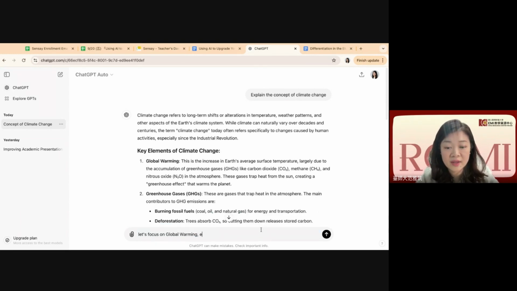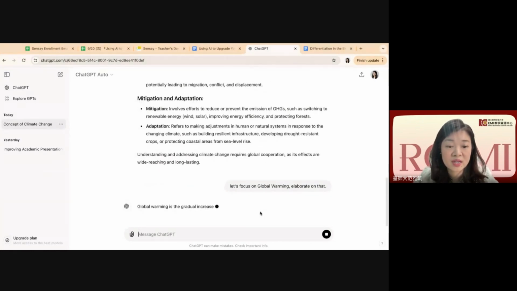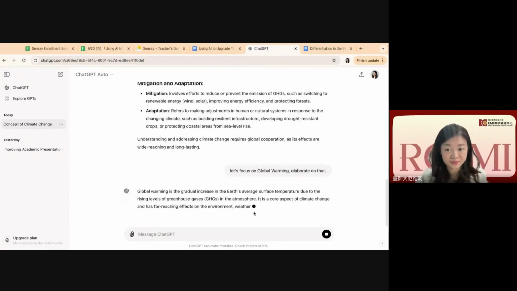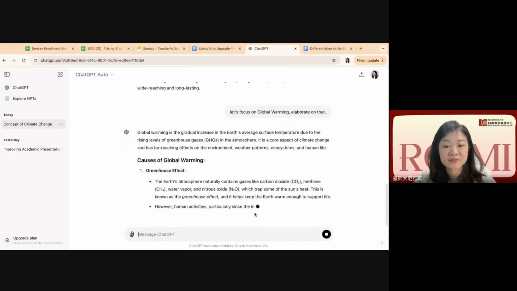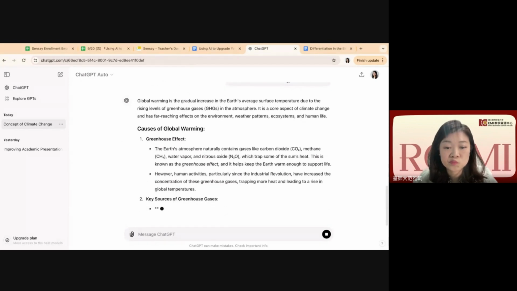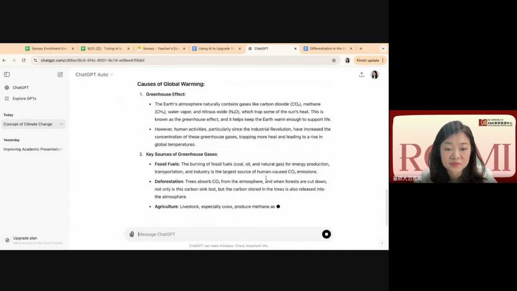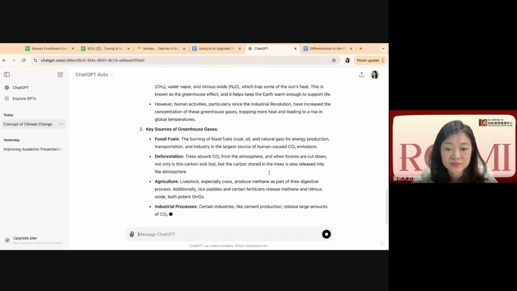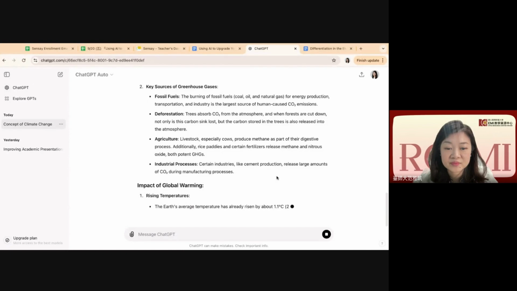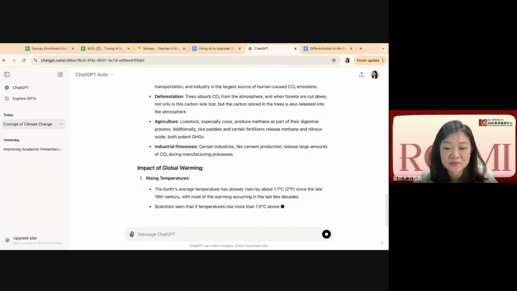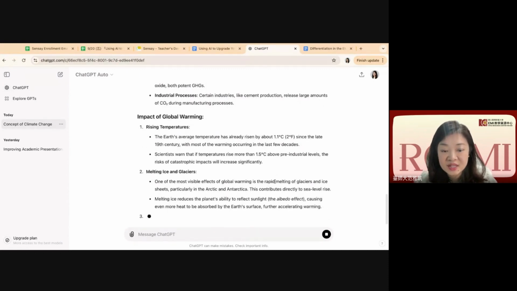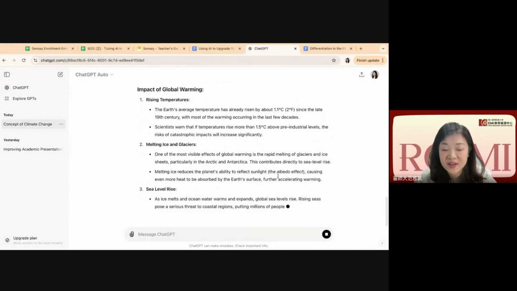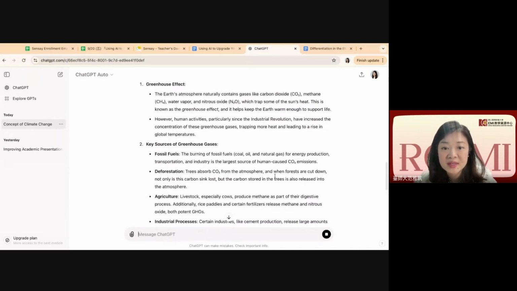Elaborate on that. Okay, so we got global warming. All right, as you can see it's still generating, and we can see lots of effects happening with global warming.